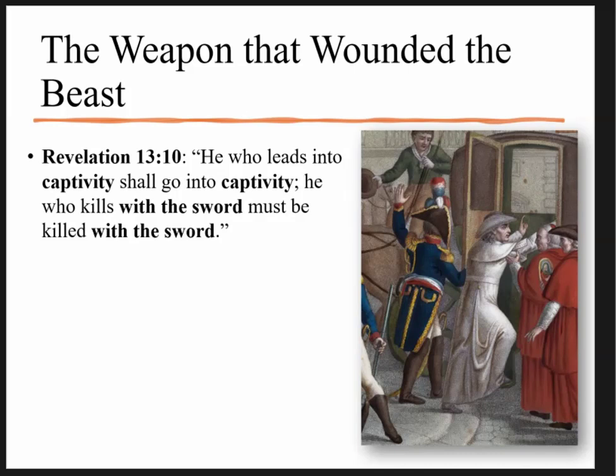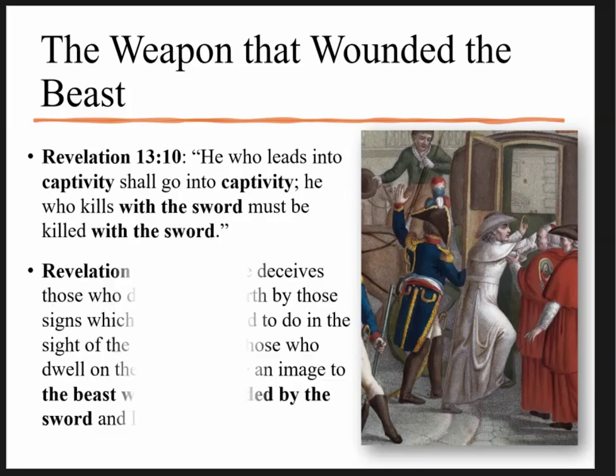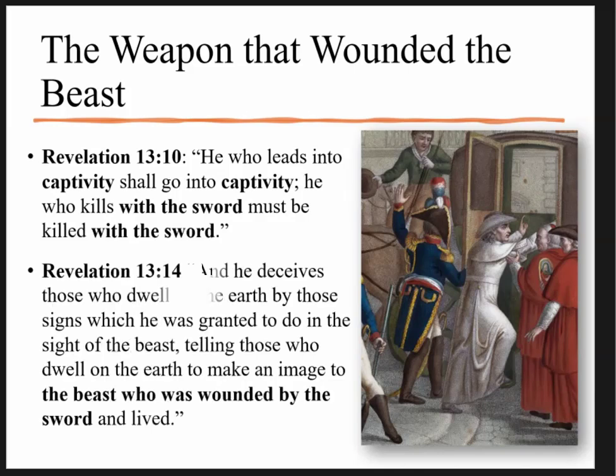Now, someone might object that the text doesn't say that the beast killed with the sword and must be killed with the sword. The text uses the indefinite term, he who. But Revelation chapter 13, verse 14, leaves us with no doubt that this was the beast that killed with the sword and in turn was killed with the sword. So see how beautifully the Bible explains itself. Let's read Revelation chapter 13, verse 14.